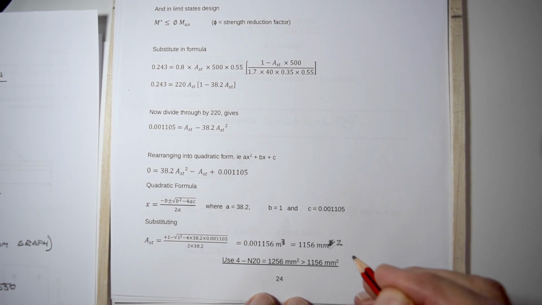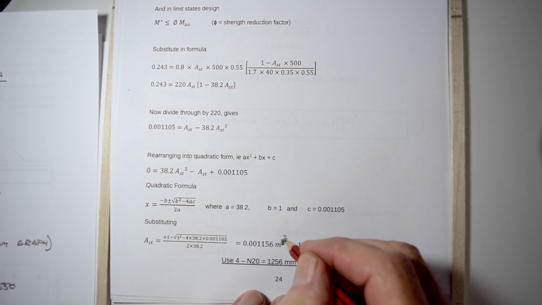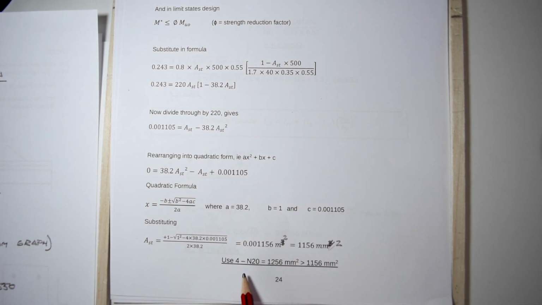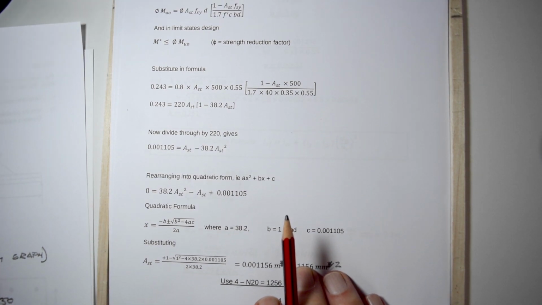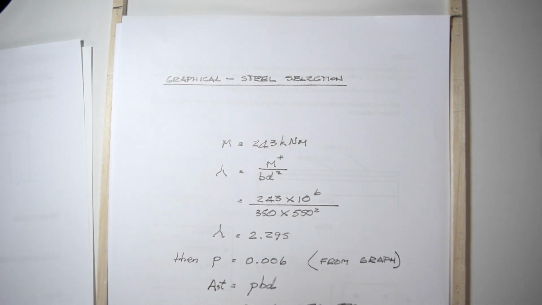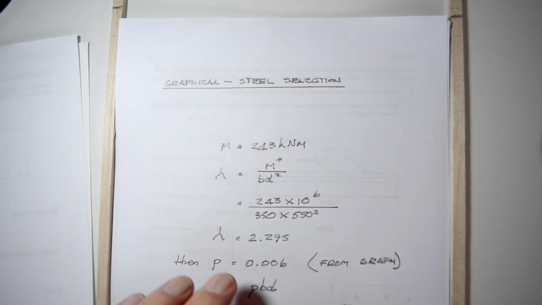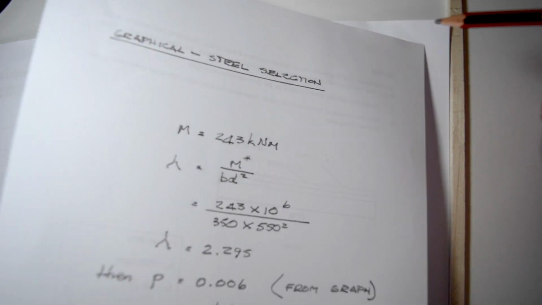Millimeters squared, that's correct. Meters squared, rather. And when we look at our tables, we could select 4 N20 bars, 1256 millimeters squared. But what I want to run past you is just using the system we've been using to date in my lectures, using the graph. The moment is 243 kilonewton meters.